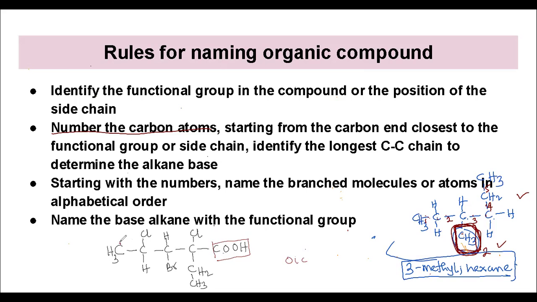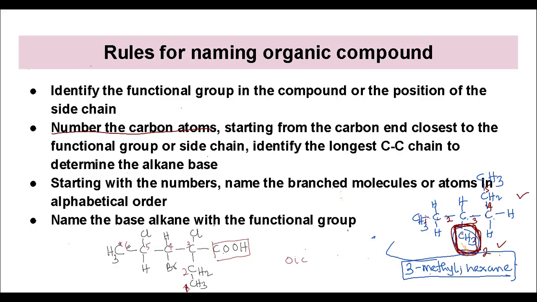I have this end, then I also have this end. So which of them is closest to this functional group? Of course, this one. So I'm going to start numbering from here. This is carbon number 1, this is carbon number 2, this is carbon number 3, this is number 4, this is number 5, and this is the 6th carbon.